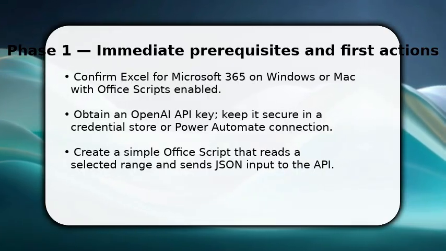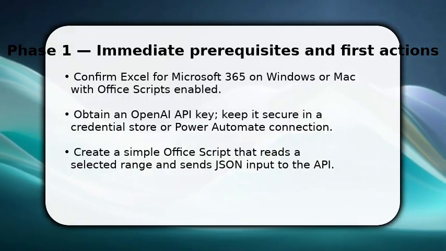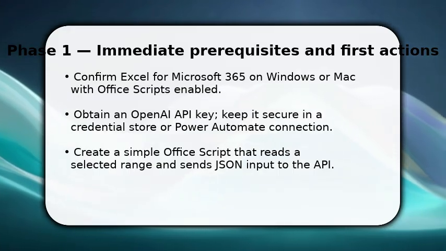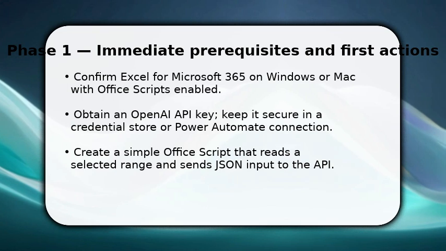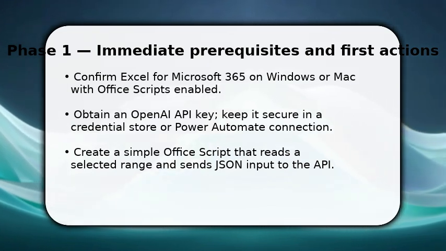a concise JSON prompt. Then call a Power Automate flow from the script to post that JSON to the ChatGPT API endpoint. This first call validates connectivity and confirms your key. Make sure to limit payload size for responsiveness and costs.